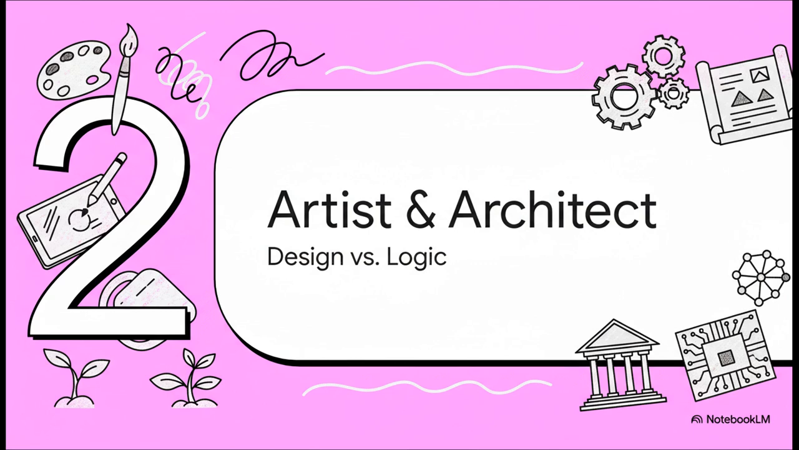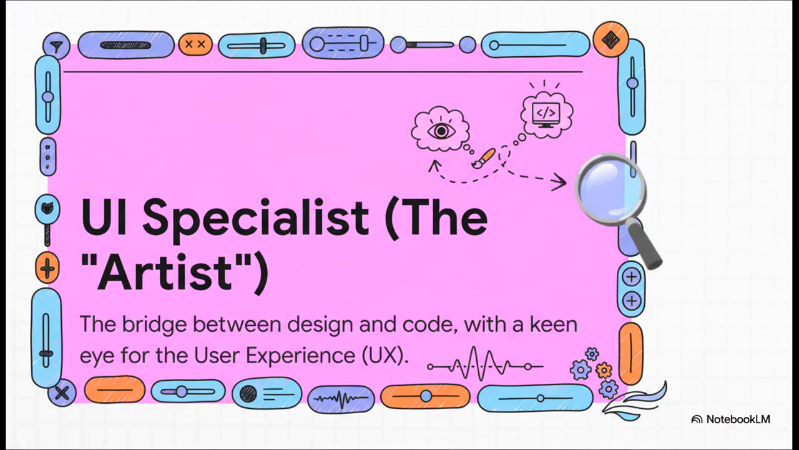So let's kick things off with a pair that often works really closely together, but they focus on completely different parts of the user experience: the artist and the architect. First up, the UI specialist, or the artist. Their entire world revolves around the user experience. They're totally obsessed with how an application looks, how it feels, and how it responds when you interact with it. They are that crucial bridge that turns a static design file into a living, breathing, pixel-perfect reality.